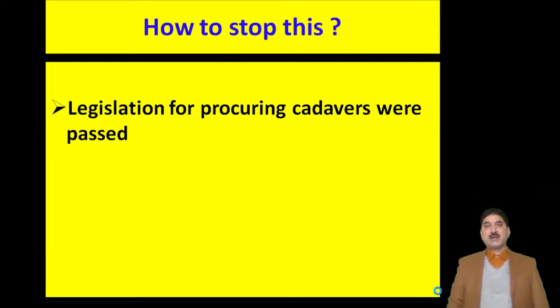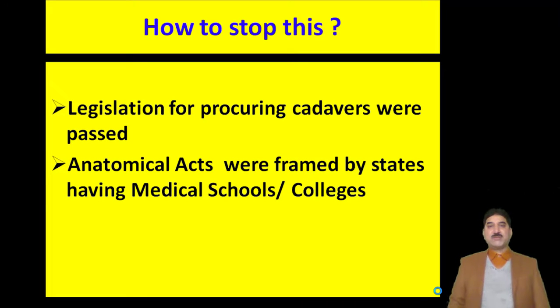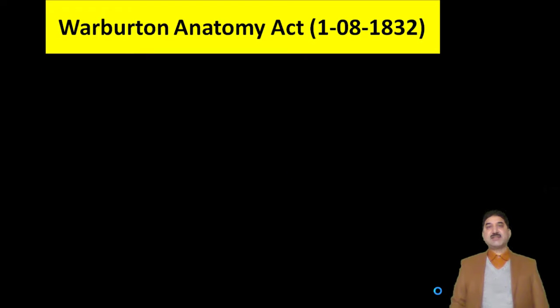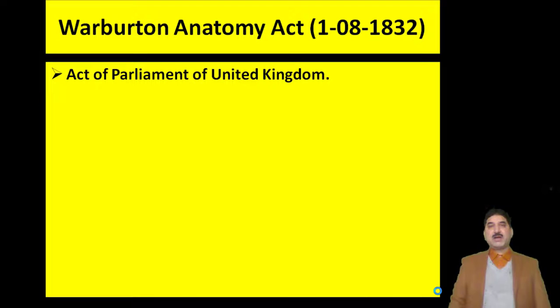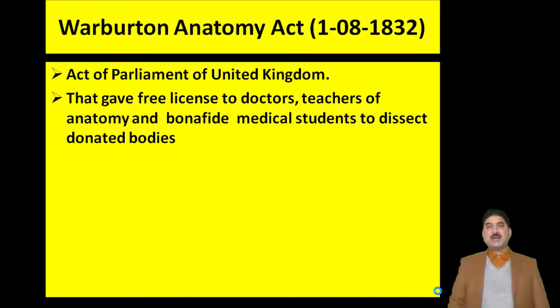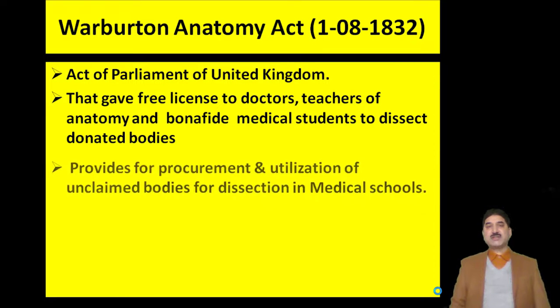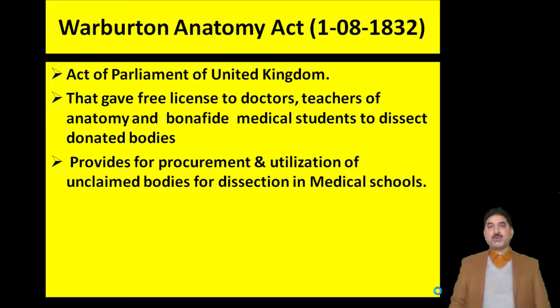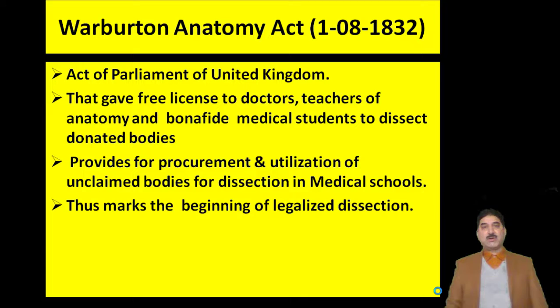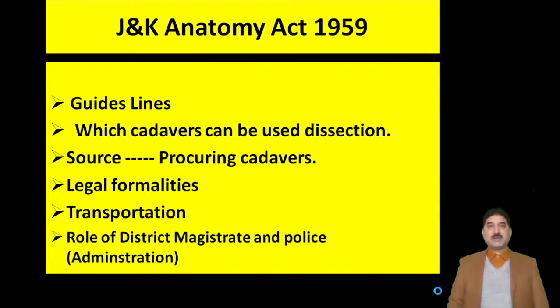Now, the question is how to stop smuggling of cadavers. Legislation for procuring cadavers was passed. Anatomical acts were formed in all those states where medical schools or colleges existed. To mention one, the Warburton Anatomy Act of 1832, an Act of Parliament of the United Kingdom, gave free license to doctors, teachers of anatomy and bona fide medical students to dissect donated bodies. It provided for procurement and utilization of unclaimed bodies for dissection in medical colleges. Thus, this act marks the beginning of legalized dissection. In our state, there is also an Anatomical Act of 1959.